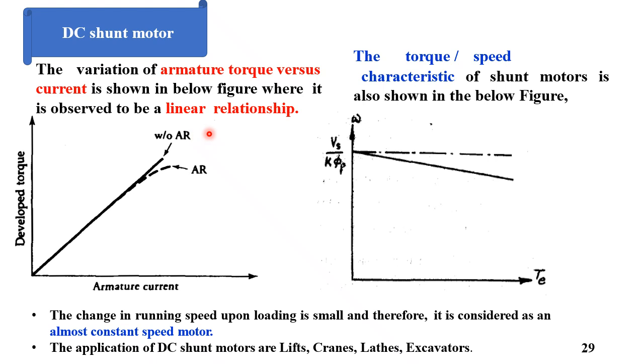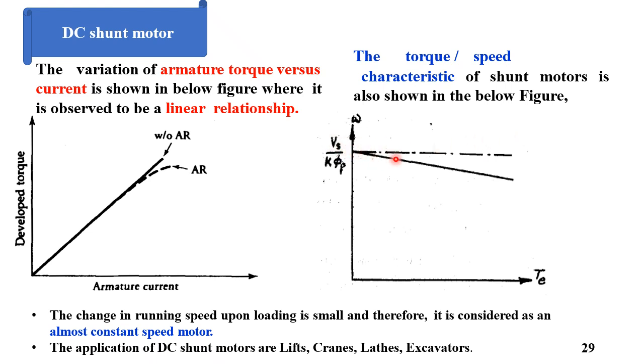The first one, without armature reaction: the torque and the current are directly proportional as the flux is almost constant. For the case having armature reaction, the presence of armature reaction will decrease the flux, then the torque will decrease a bit from the case without armature reaction. For the torque-speed characteristics, we have the no-load speed, which is V supply divided by K phi, and this is the line at the no-load speed.